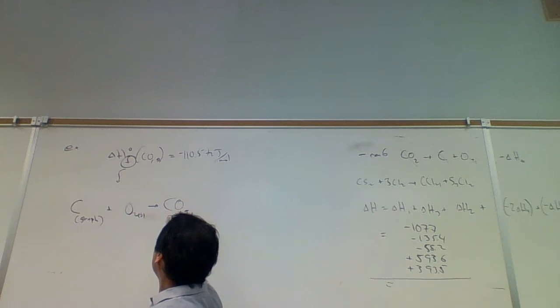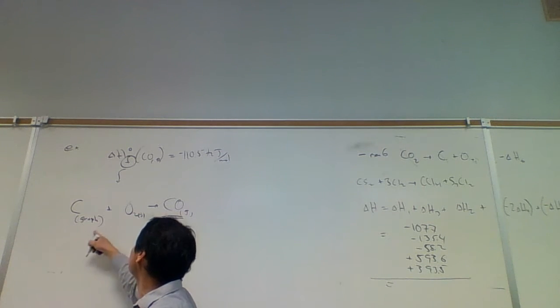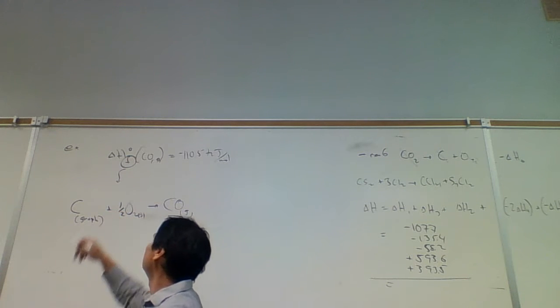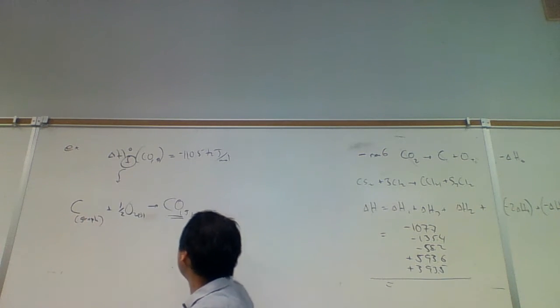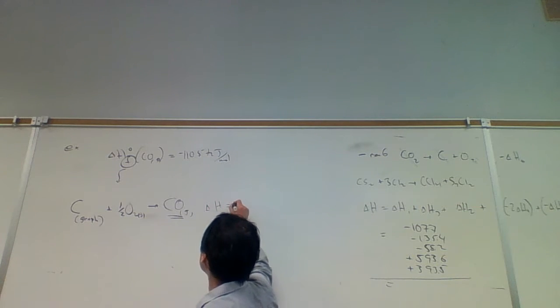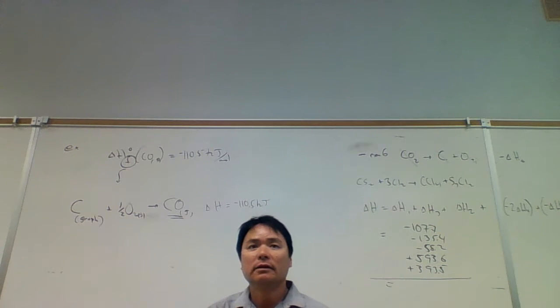And so we're forming 1 mole of substance from the elements in their standard state. Well, these are the standard states of the elements. We'll balance it, and we'll need 1/2 an O2. This is the reaction. For this reaction, the delta H is minus 110.5 kilojoules for every mole of carbon monoxide formed.